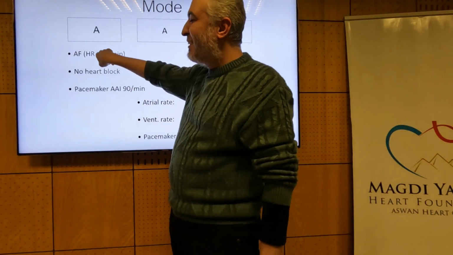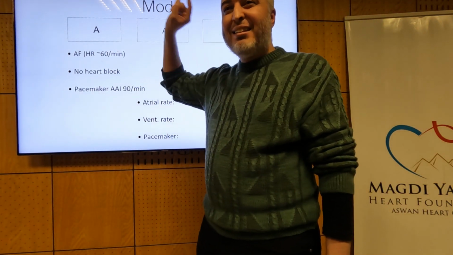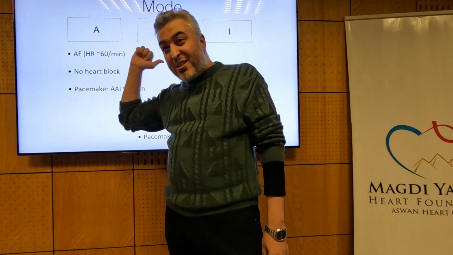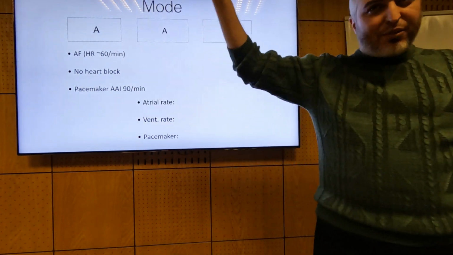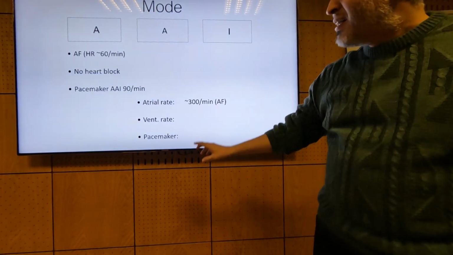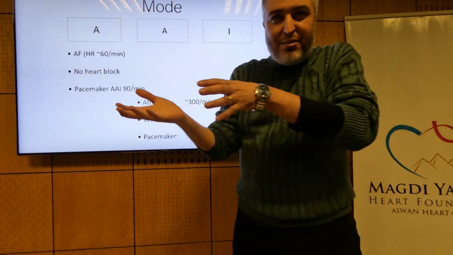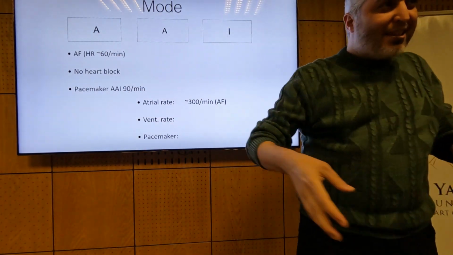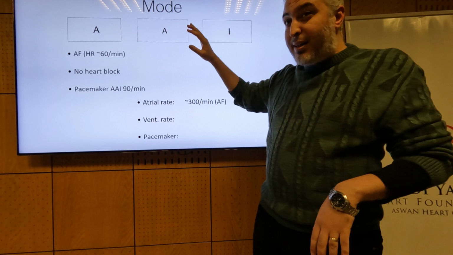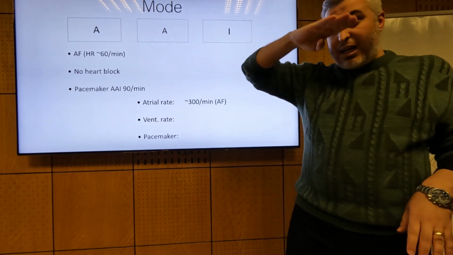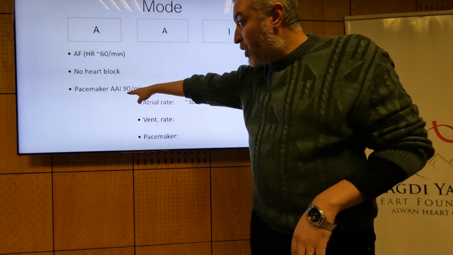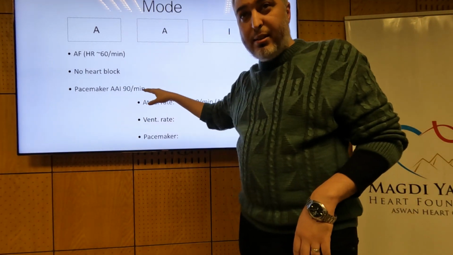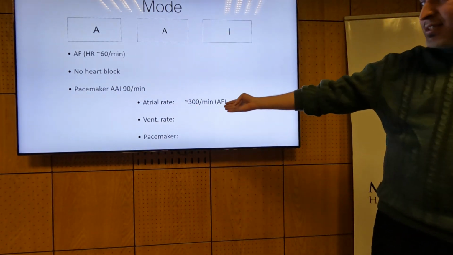What is this heart rate? Ventricular rate. Ventricular response to AF. What is the actual rate of the AF? Very high. Very, very high, 300, 400, things like that. So the heart rate is the ventricular rate. And this is the ventricular response, while the rate of the atrium is a lot higher. So the atrial rate is a lot higher than the 90 of the pacemaker. So the atrial rate is AF.